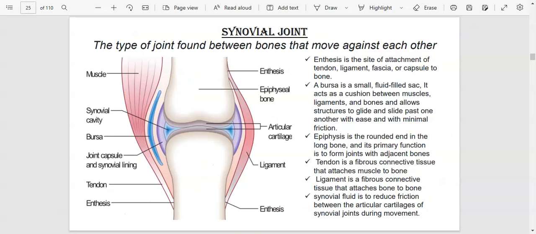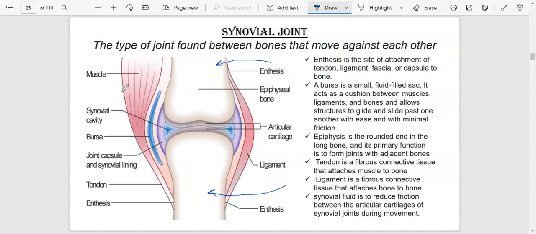Apart from that, we also have the synovial joint. Now, the synovial joint is a type of joint that is found on bones that move against each other. Like here you can have this bone and another bone here, and they are going to be connected by a synovial joint. This is going to be found, for example, on the elbow and on the ankle.